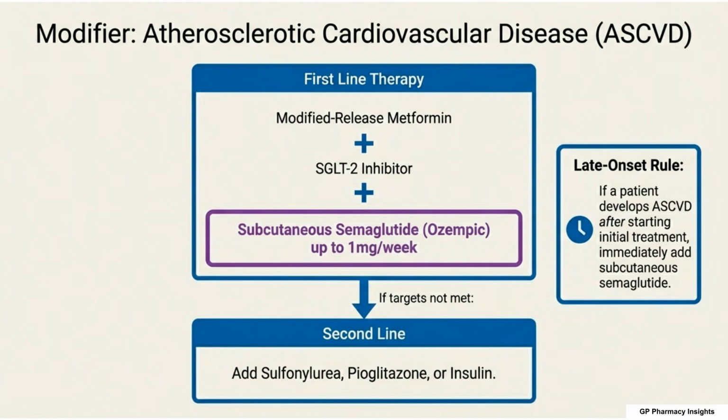For patients with atherosclerotic cardiovascular disease, first-line therapy adds subcutaneous semaglutide to modified-release metformin and an SGLT2 inhibitor. If targets are not met, move to second-line with sulfonylurea, pioglitazone, or insulin.